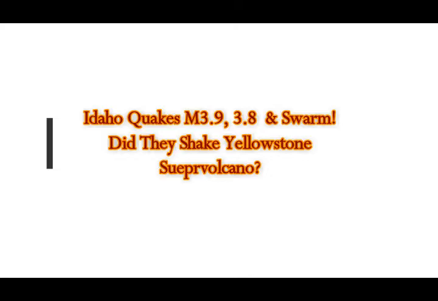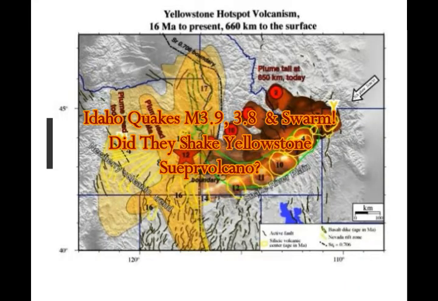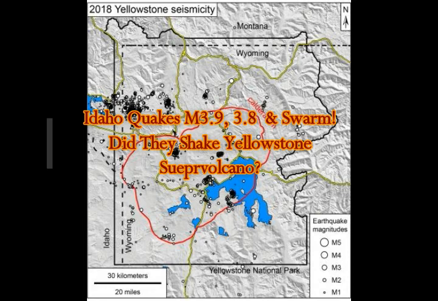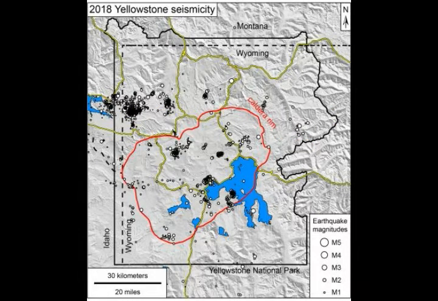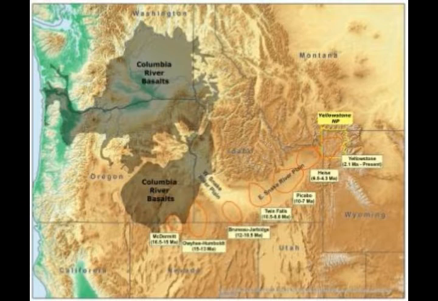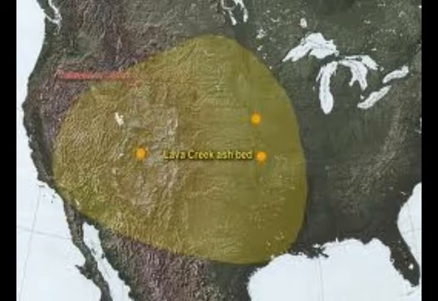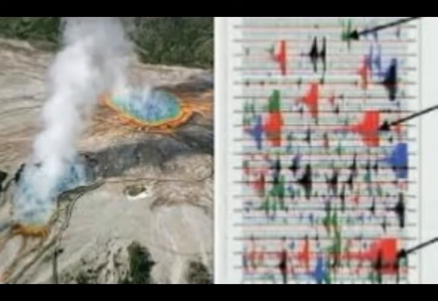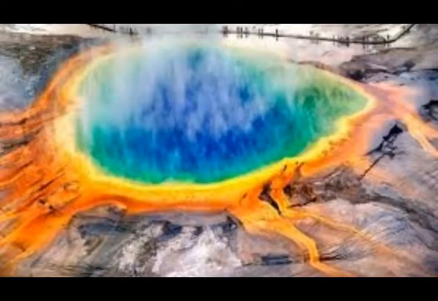Idaho quakes, magnitude 3.9, 3.8, 3.0, and more. Quake swarms are continuing. We're going to take a look at the 3.9 to find out if it did shake Yellowstone Supervolcano. This is the area from the west coast up to Wyoming. This is the area of the ash cloud. And we have daily earthquakes, of course, in Yellowstone, which is one of the world's biggest supervolcanoes, the second largest from what they say. Let's take a look at the maps.